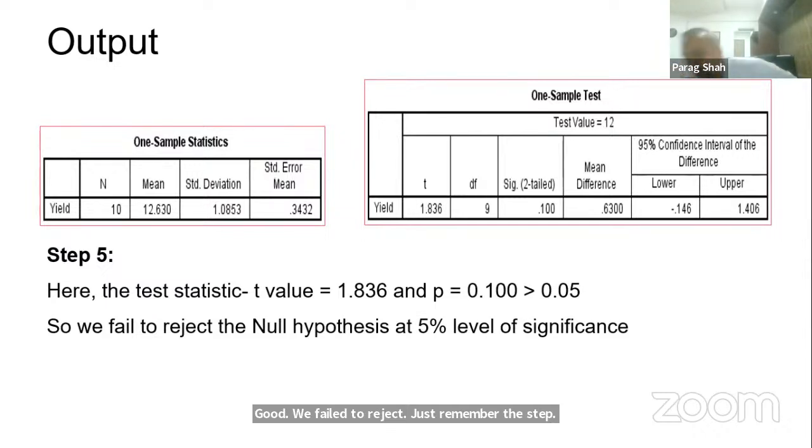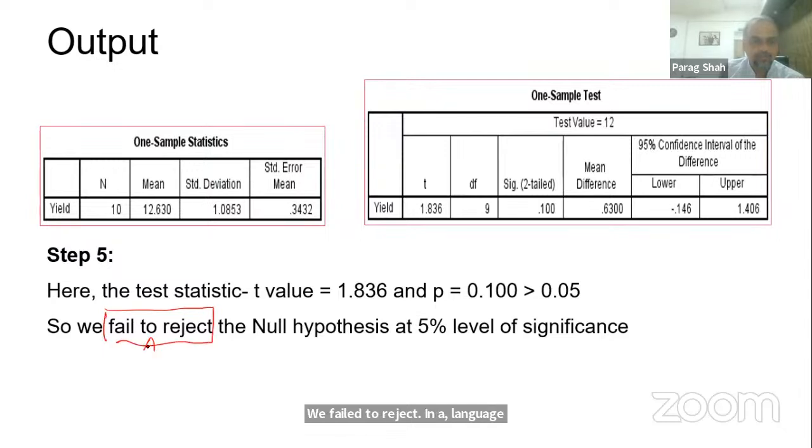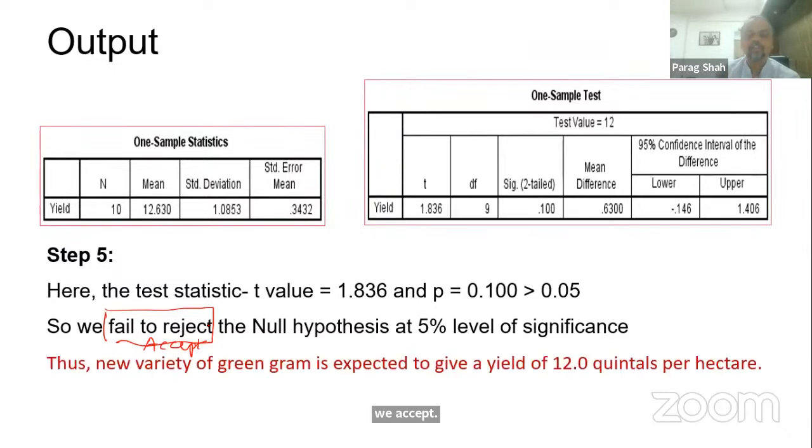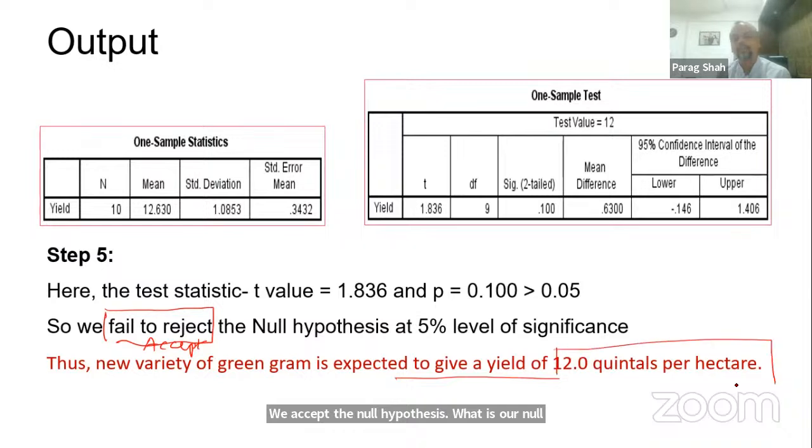And when we say we fail to reject, means we are accepting the null hypothesis. We fail to reject means what? In layman language, fail to reject means we accept. We accept the null hypothesis. What is our null hypothesis? That the average yield is 12 quintals per hectare. So we accept this. So the new variety of green gram is now expected to give 12 quintals of average yield per hectare. This is how the conclusion is done.